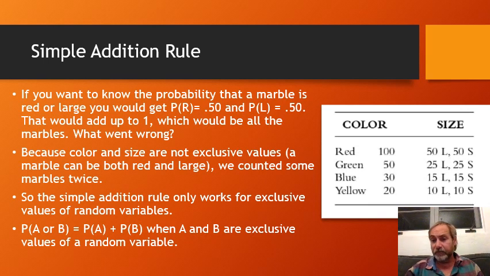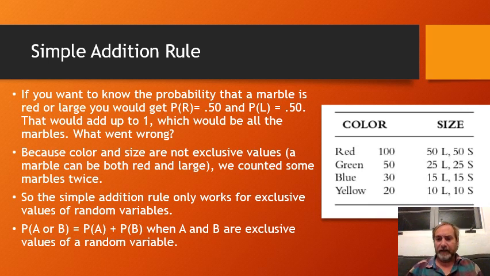So this is not explicit. If you look on the size column, you have to add up all the large marbles, but it'll add up to 100 marbles. So that means that, again, half of the marbles are large. So that's also 0.5. If we just tried to add up those probabilities, that would add up to 1. It would basically be saying all of the marbles are either red or large.